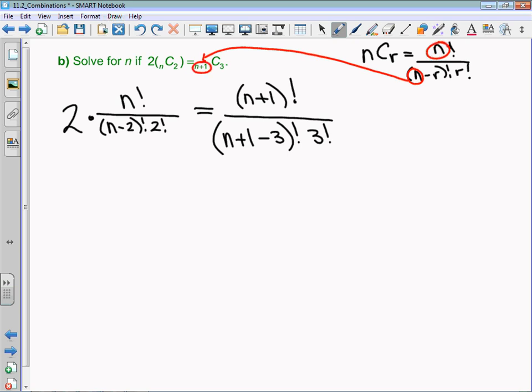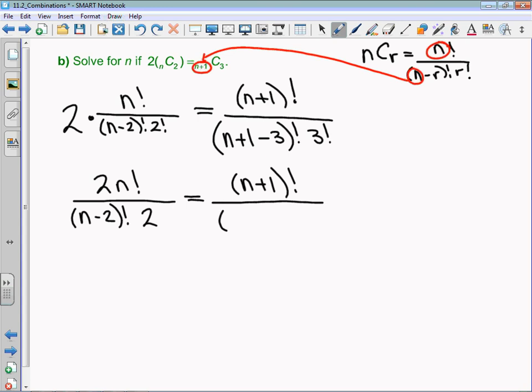All right, we're going to clean this up a little bit because it's going to do us a pretty big favor. I'm going to write this as 2 times n factorial over n minus 2 factorial. 2 factorial is 2, and so we are going to cancel those in a minute. On the right-hand side, there's not much I can do here, but I am going to write it as n plus 1 factorial divided by n plus 1 minus 3, which is n minus 2 factorial. And then I'm going to change 3 factorial. 3 factorial is 6.